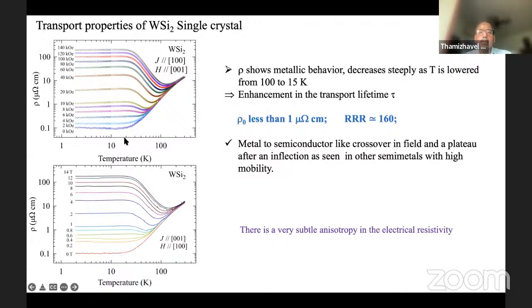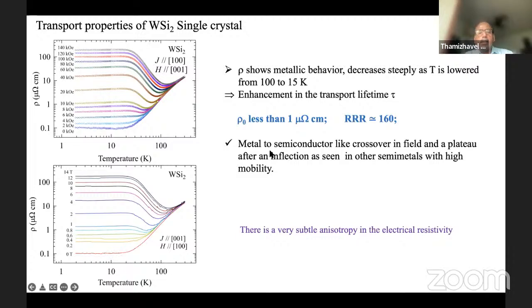This is the residual resistivity. The rho zero residual resistivity is less than 1 microohm centimeter. The residual resistivity ratio is 160, which indicates a high quality single crystalline sample. And the interesting feature here is that, like tungsten ditelluride, it also shows an increase in the electrical resistivity as we apply a magnetic field. At a 14 Tesla magnetic field, the electrical resistivity is almost 2 to 3 orders of magnitude larger.